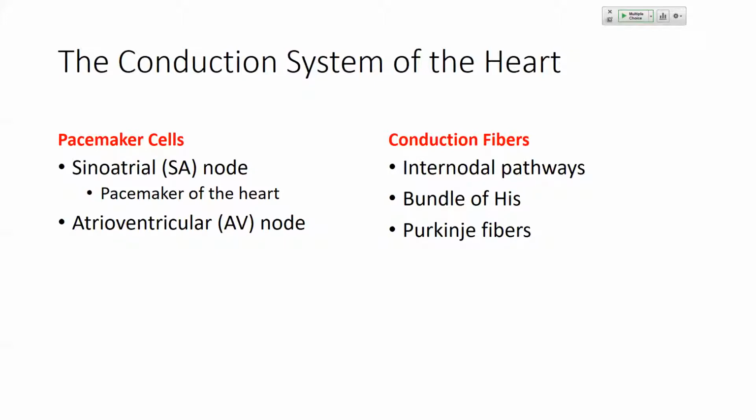The conduction fibers, there are three types here. The internodal pathway. The internodal pathway is the fibers that connect the SA node to the AV node, hence the term internodal. Then there's the bundle of His. The bundle of His is an intricate network of fibers that runs throughout the septum. And the septum is that area between both ventricles. So that wall that sits in between both ventricles has these fibers called the bundle of His. And finally, the Purkinje fibers are going to stretch right up into the ventricle.